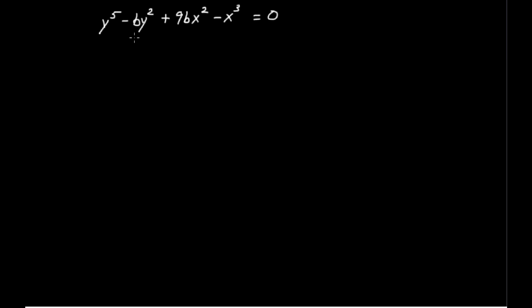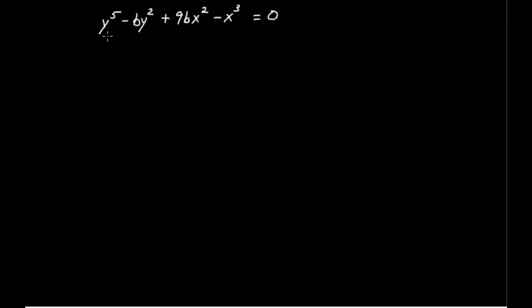And I pulled the following algebraic curve right from the text. We have y to the 5th minus b, where b is just some number. Okay, it could be b equals 1, b equals 2, whatever, but it's not one of our two variables x and y. Minus b y squared plus 9b x squared minus x cubed equals 0. And again, it's not so simple to find what y is going to be given some x value, for example, x equals 1/2 or x equals 1. Now here's what Newton does.